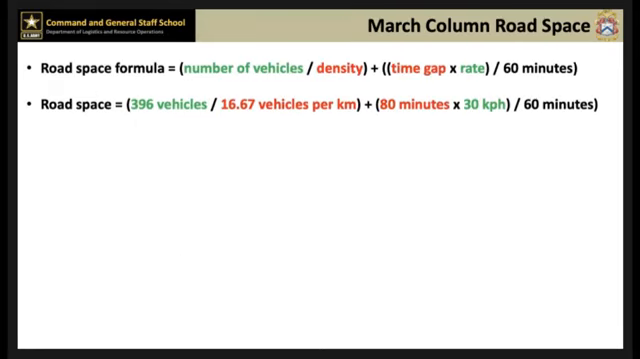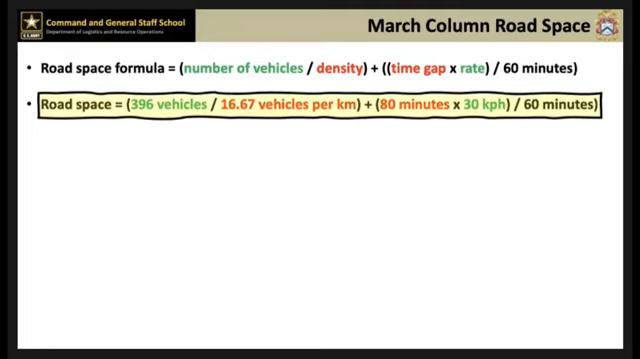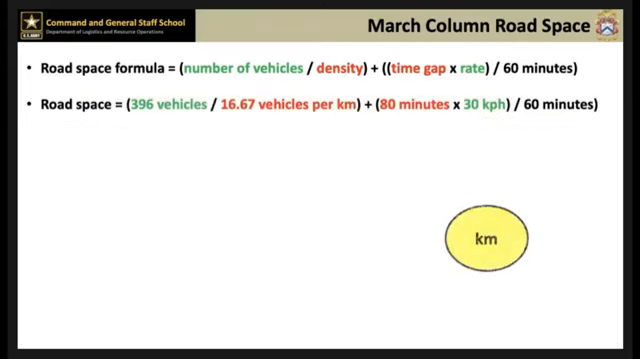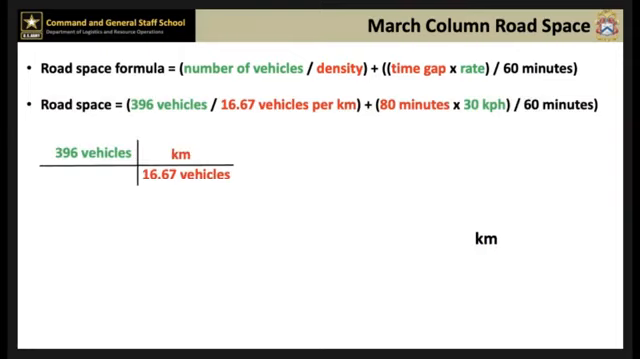Let's take another look at this formula. It can be all too easy to get some of these figures mixed up, especially when trying to keep units straight. Road space is a measure of distance. The output we want is in kilometers. Let's expand these formulas out. Don't forget that we must convert minutes to hours so that we can eliminate all units except for kilometers.